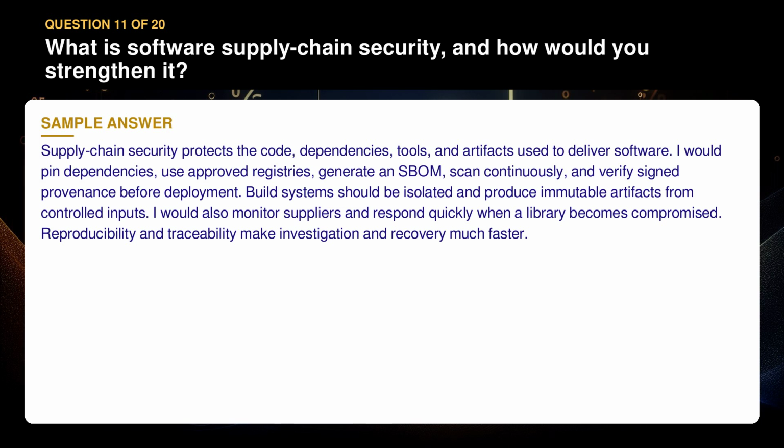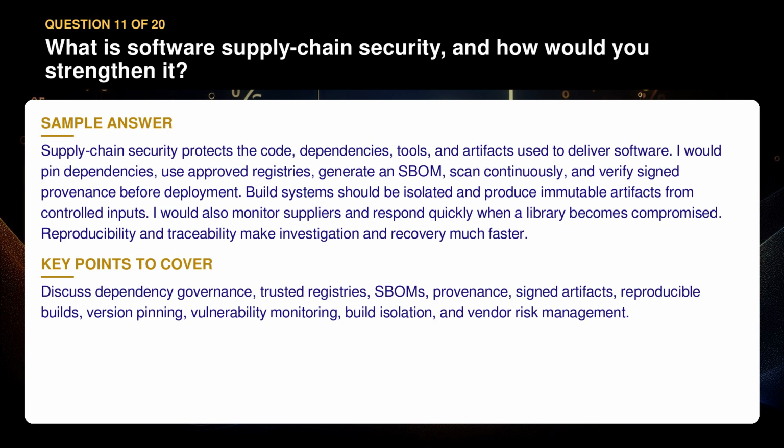Supply chain security protects the code, dependencies, tools, and artifacts used to deliver software. I would pin dependencies, use approved registries, generate an SBOM, scan continuously, and verify signed provenance before deployment. Build systems should be isolated and produce immutable artifacts from controlled inputs. I would also monitor suppliers and respond quickly when a library becomes compromised. Reproducibility and traceability make investigation and recovery much faster.